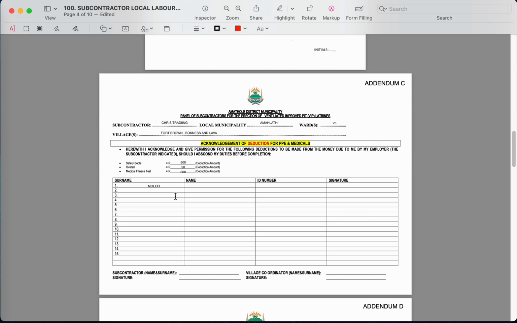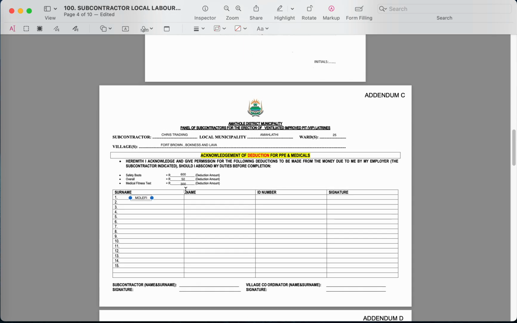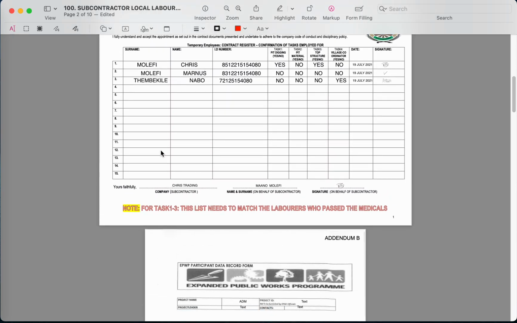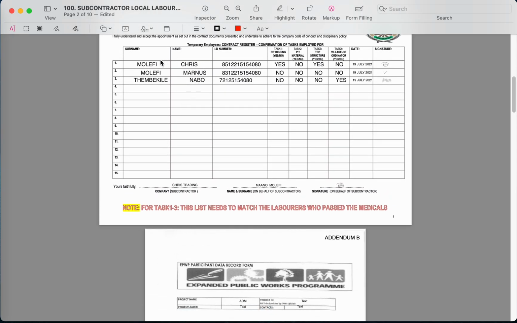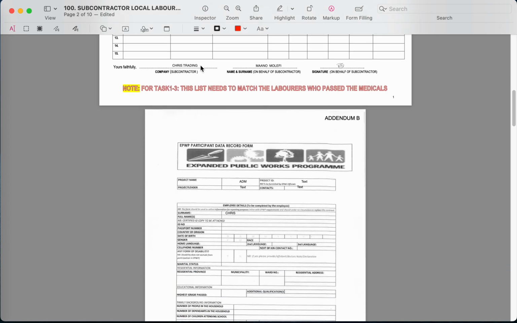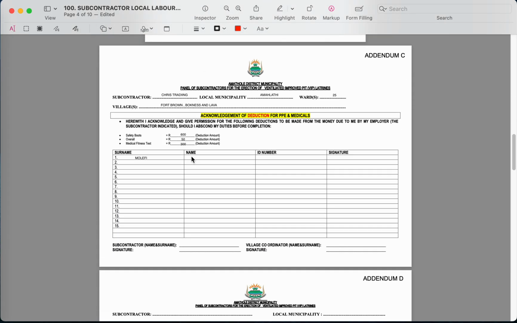Now this is very important, contractors. Mulifi on addendum A is Chris Mulifi. He is the first employee, correct? Now Chris Mulifi also needs to be number 1 this side. Who is our groundman? So here we will fill in Chris, who is our so-called groundsman, and then the ID number.